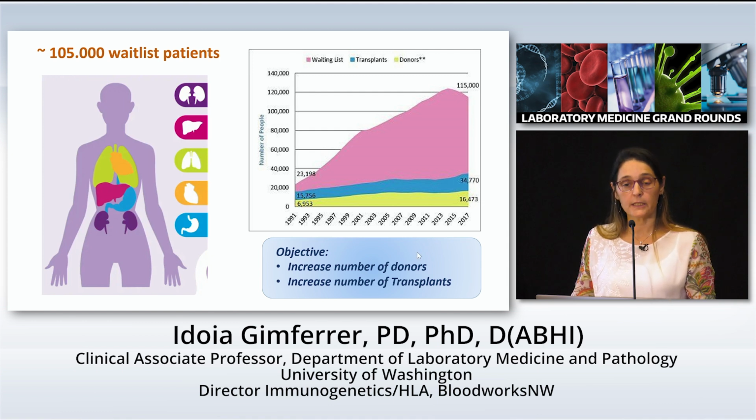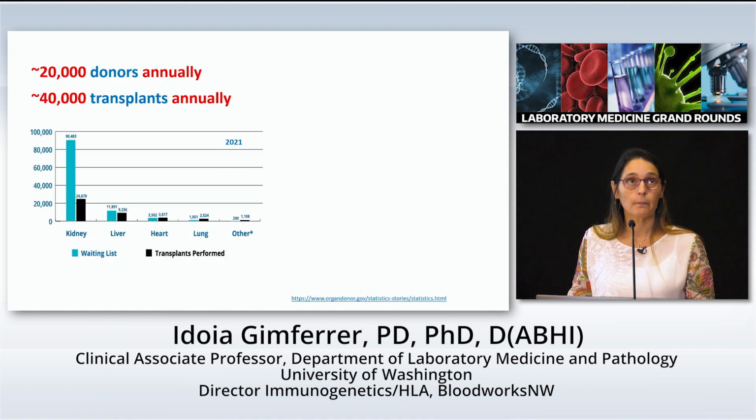We need to increase donors and we need to increase transplants. The only way you increase transplants is if you have more donors. This is 2021 data. We had about 20,000 different donors and we facilitated about 40,000 transplants. And this year we reached the 1 million transplants in the United States, so it was a big deal.